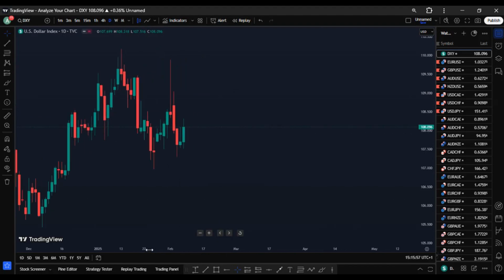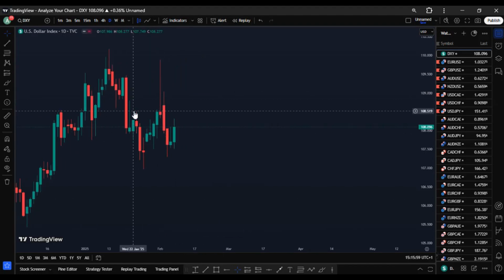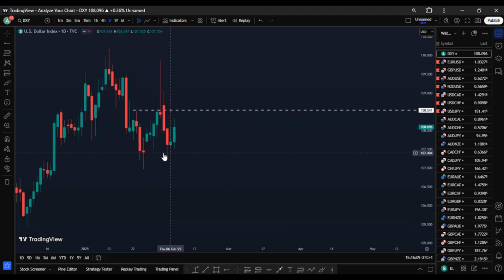Then, if you zoom into this chart, you can see that price broke above this lower high here. Let me draw that out for you. This is the lower high, and we saw price break above this lower high. So currently we are in a bullish market situation, that is, a bullish market trend.